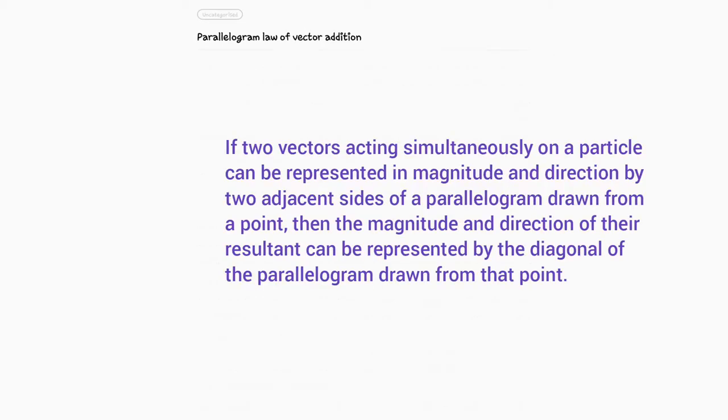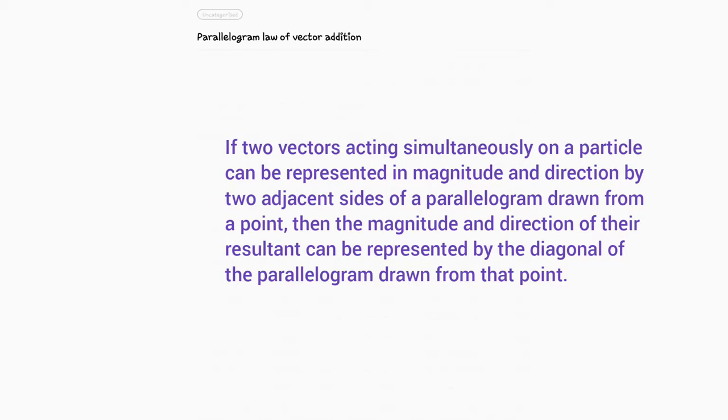The parallelogram law of vector addition states that if two vectors acting simultaneously on a particle are represented in magnitude and direction by the two adjacent sides of a parallelogram drawn from a point, then their resultant is completely represented in magnitude and direction by the diagonal of that parallelogram drawn from that point.